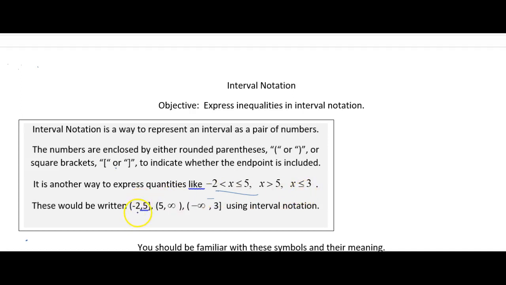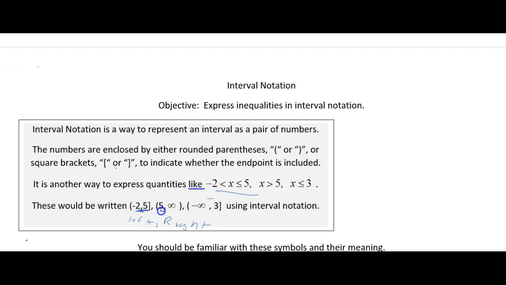So for the -2 to 5, we have the parenthesis, and the 5 with the square bracket. That means the -2 is not included. The -2 is the left. It always goes left, comma, right when you write these. I'm trying some new technology, so pardon my poor handwriting. But the two numbers are always left, comma, right.